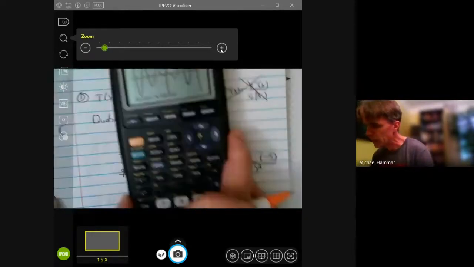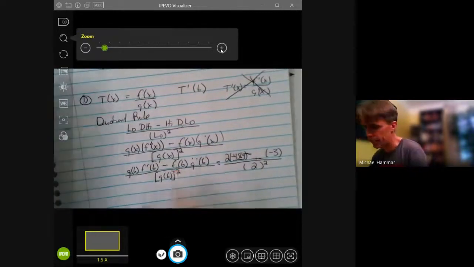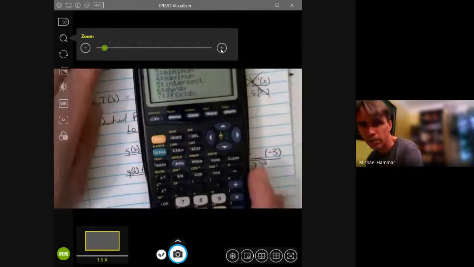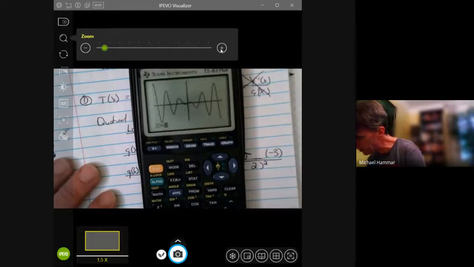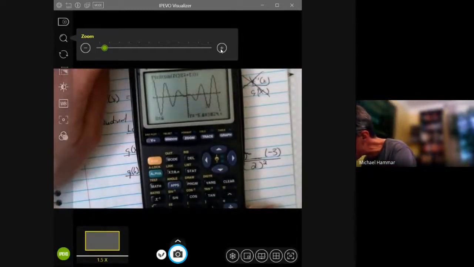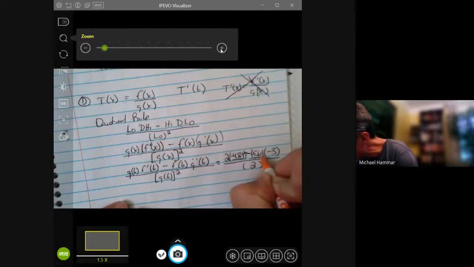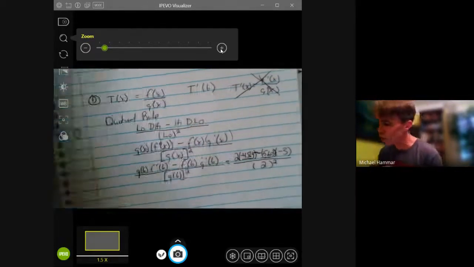Okay? Now, on this other part right here, I need f of 6. So I'm going to do the same thing, second calculate, except I'm going to find the value this time. So I'm going to use number 1. And I'm going to find the value at 6, and that's going to be negative 5.603. Okay? Now I'm going to have my calculator do all the math.